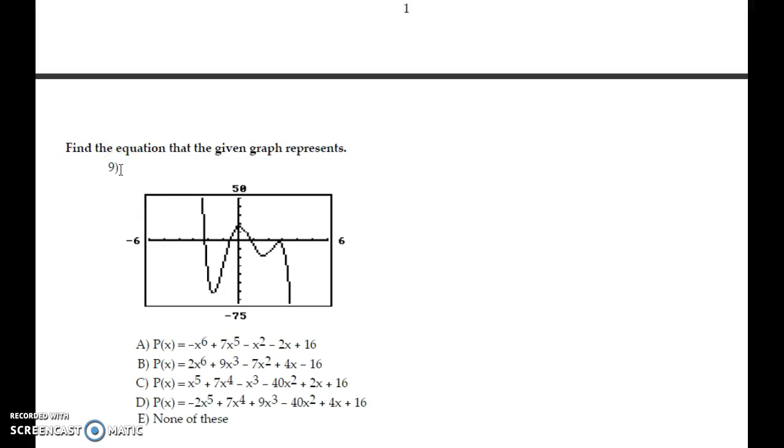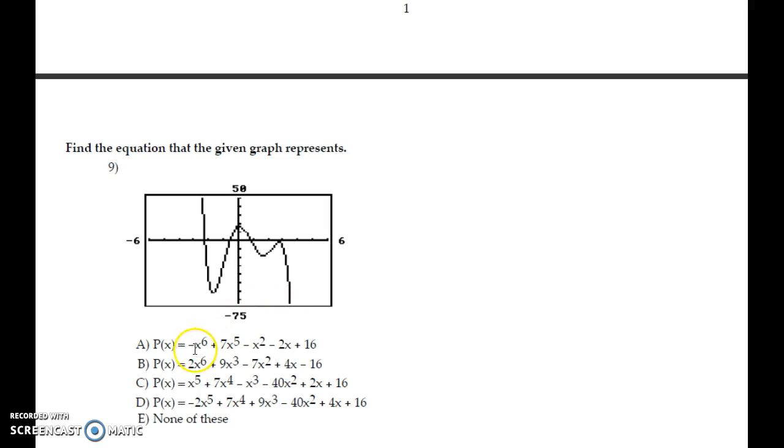For number 9 here with the graph, you're just looking at the end behavior. So what does the graph look like as it goes towards the end on the negative side? It looks like it's shooting upward towards infinity. And then towards the end on the positive side, it's shooting downward towards negative infinity.